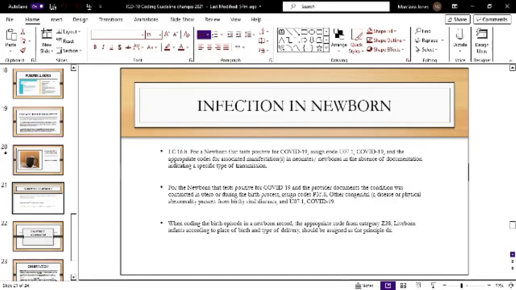So again, for a newborn that tests positive for COVID, you're going to assign the COVID code and the appropriate codes for the associated manifestation in newborns. You're going to code those as well, even in the absence of documentation indicating how they got it.